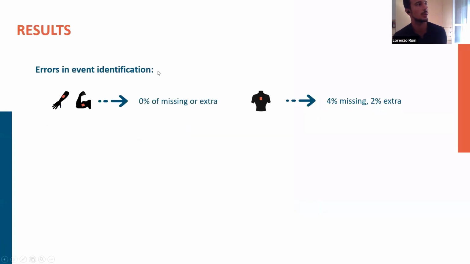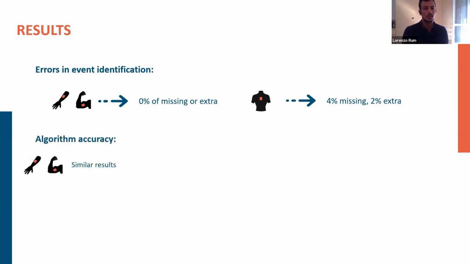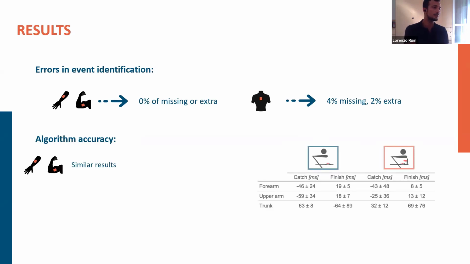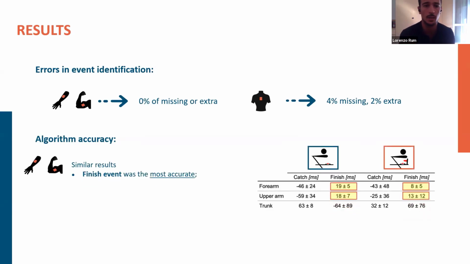For what concerned the results about errors in event identification, the sensor placement at forearm and upper arm led to 0% of missing or extra events, whereas the trunk positioning led to 4% of missing and 2% of extra events. For algorithm accuracy, similar results were shown for the two positionings at forearm and upper arm, with the finish event being the most accurate event identified. And here on the right, you can see in the table the delay between the IMU data and the motion capture data in the two conditions.